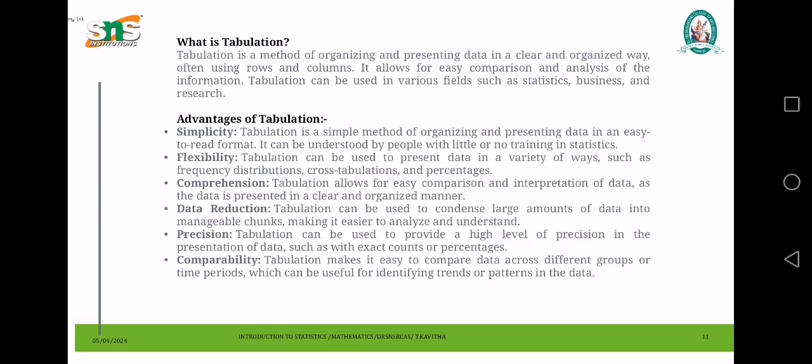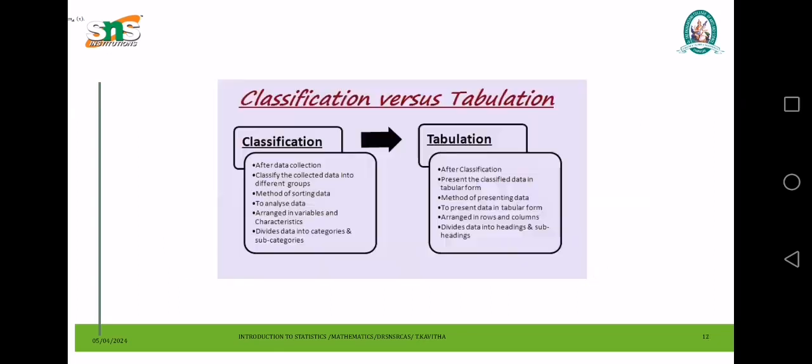What is tabulation? Tabulation is a method of organizing and presenting data in a clear and organized way, often using rows and columns. It allows for easy comparison and analysis of the information. Tabulation can be used in various fields such as statistics, business, and research.